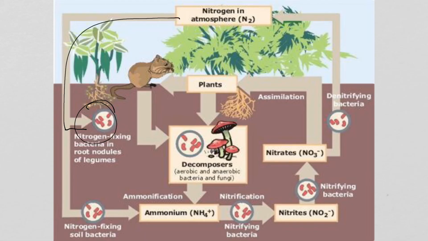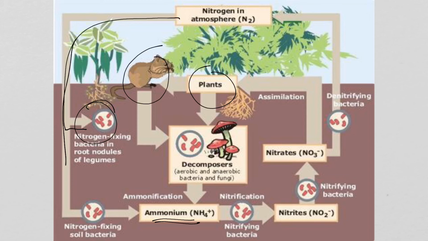Nitrogen-fixing bacteria in the root nodules of legumes. And then that nitrogen can be utilized by the plant. And from there, the plants can be consumed by animals, and it can be decomposed. So animals and plants, once they die, are going to be decomposed, which is going to return some of those forms of nitrogen to the soil.